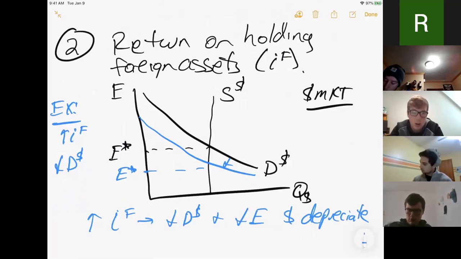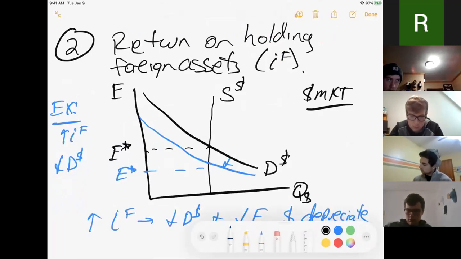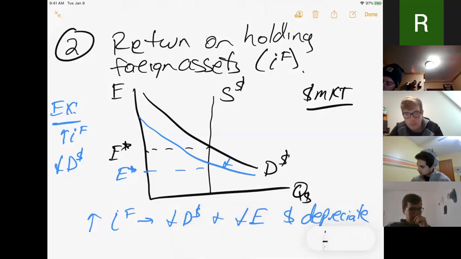Okay. So this is really just the flip side of the first example that we talked about. The relative return is what matters. What's the return in the US relative to other financial markets?